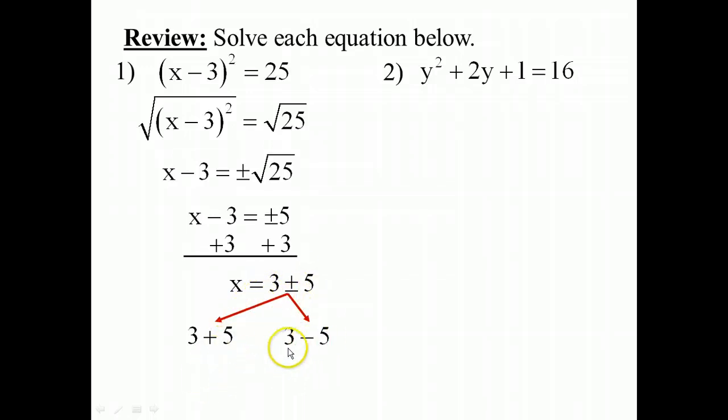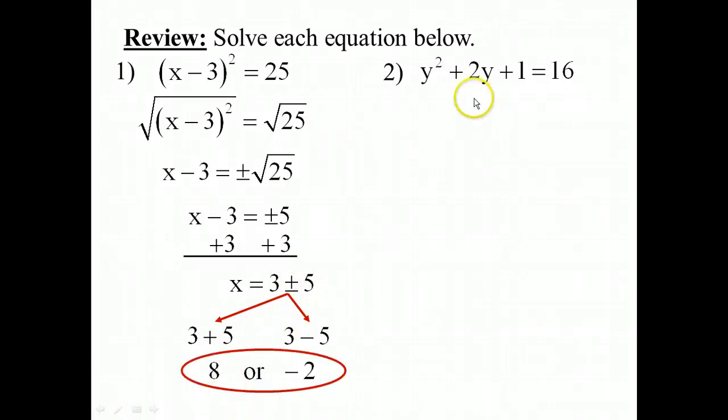I see some people on your homework, you'll kind of stop here. You keep going. Unless this is a radical, like radical 5, then you can't keep going. But if this is a regular 5, a rational 5, you can get your two answers. The next step from here is, what if it's factorable?